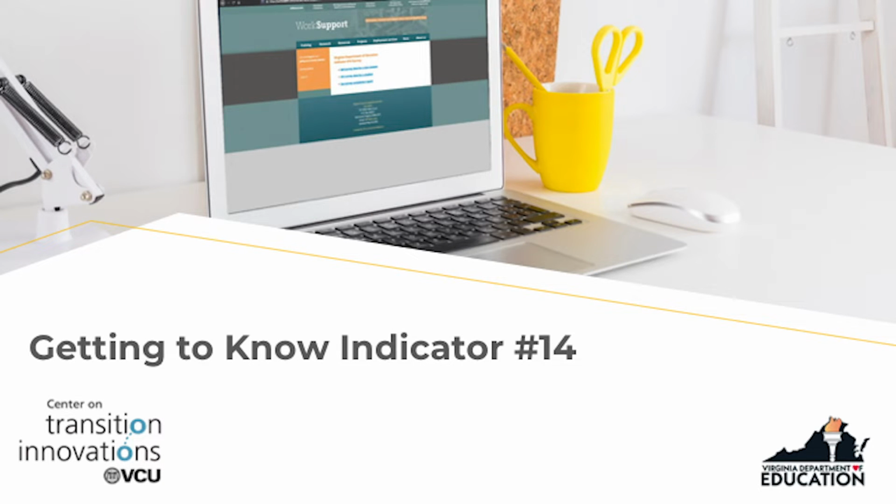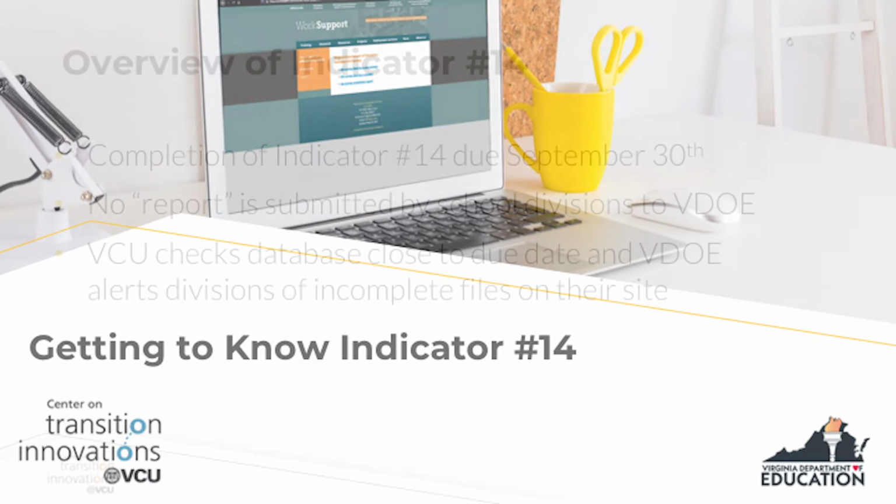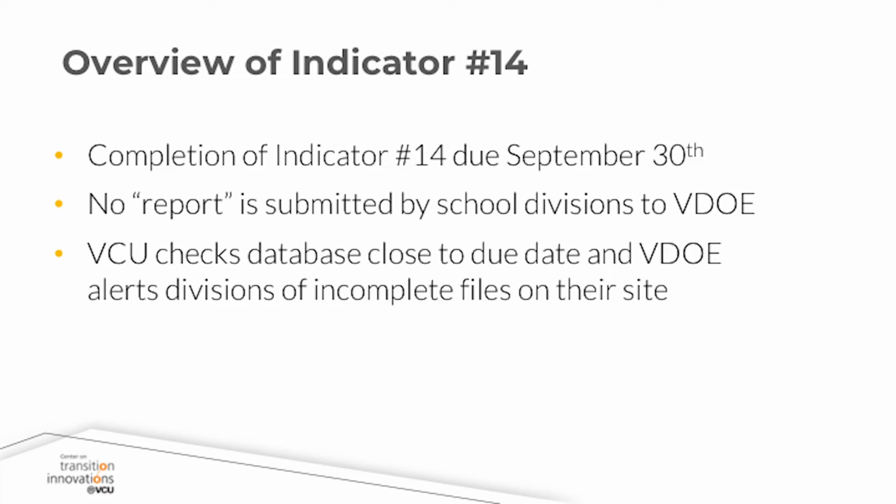The training will provide you an overview of implementing the indicator and where to locate resources on the Center on Transition Innovations website to assist you in this process. Completion of the indicator is always due by September 30th of each year. There is no report that the school divisions submit to VDOE.